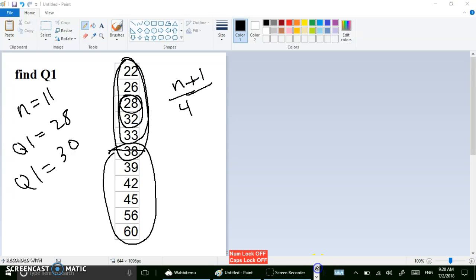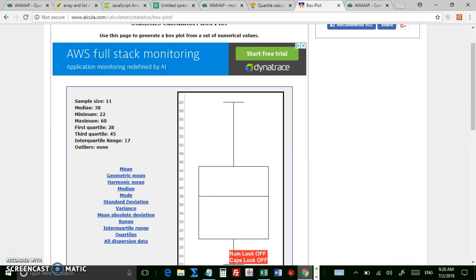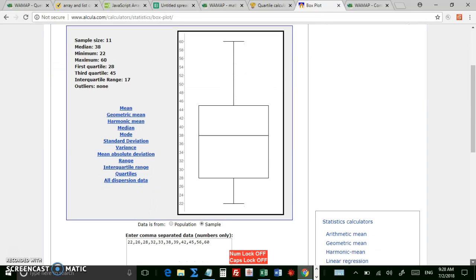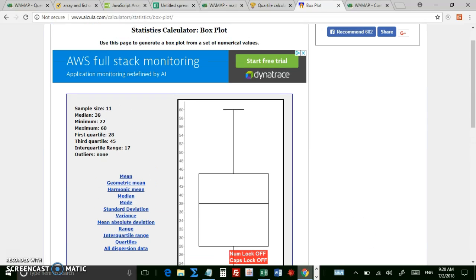Let's look at a few other technologies here. We have the website Alcula. I typed in the same numbers into this. Here are the same numbers right there. This says the first quartile is 28. So it looks like they're using the same method that our textbook uses, except sometimes they don't. They have different algorithms depending on the number of data points.